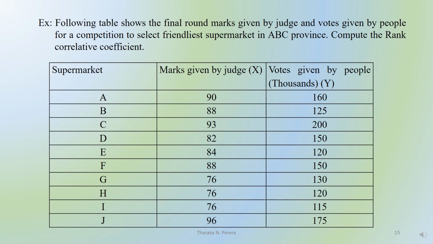Here we can identify repeated values. As an example, judges' marks for supermarkets B and F are equal, and marks for G, H and I are also the same. For the case of votes, votes for D and F are equal, and also E and H are equal. So we have to rank accordingly and use the formula with the correction factor.